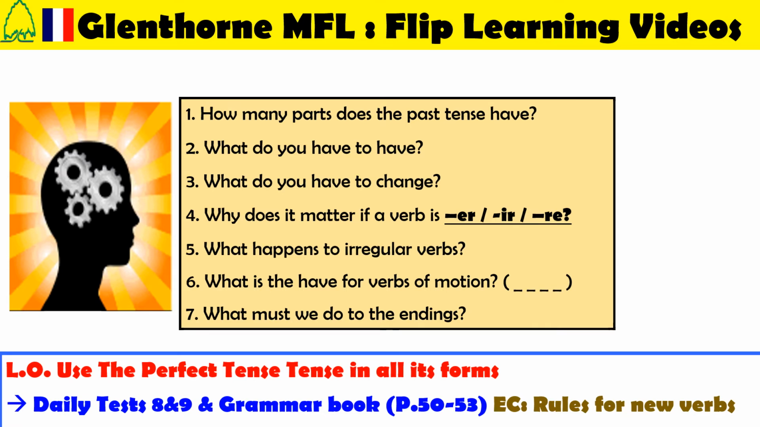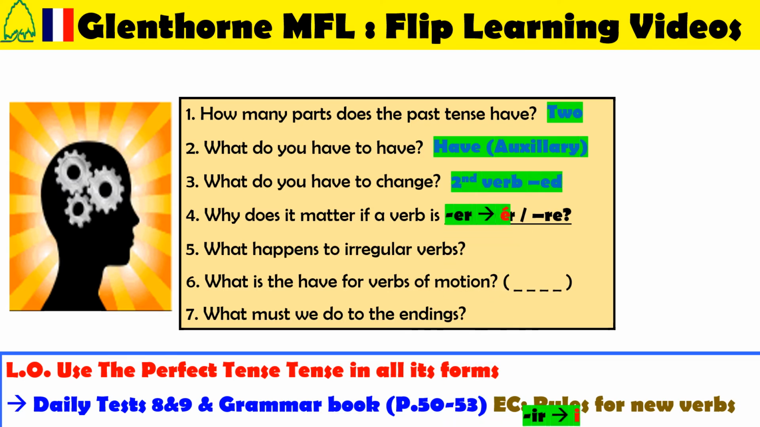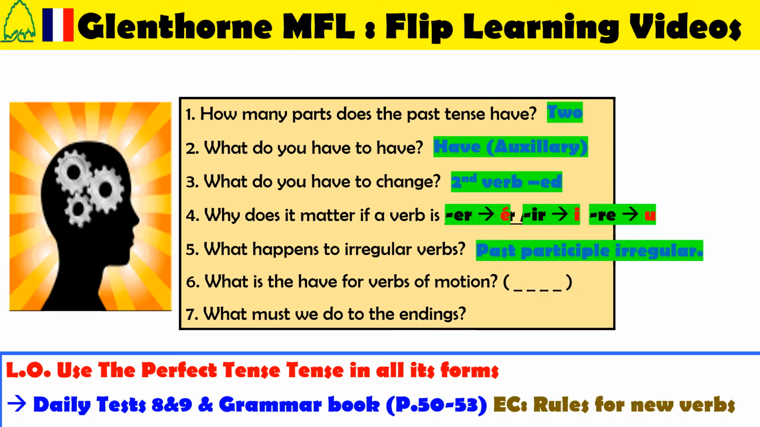Okay, let's go. The past tense has 2 parts. You have to have the have, which is our verb avoir, also known as the auxiliary. You have to change the second verb, which is called the past participle. -er changes to an é with an accent. -ir changes to an i, -re changes to a u. Irregular verbs, they don't follow our regular pattern. You still have to have the have, but you need to know how the verb changes. You need to know those off by heart.